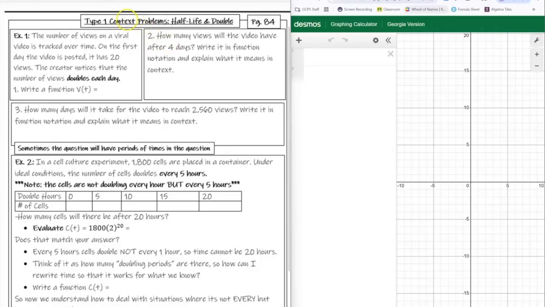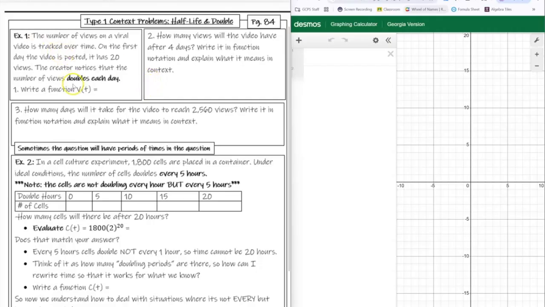Right, so today we're going to start focusing on different types of context problems you can get. We've already started doing this on a smaller scale. Today we're going to look at half-life and double. We have looked at half and double before, but that has always been each day. Today we're going to change that up. So pause the video and go ahead and do this as a review so that you can understand today's work.